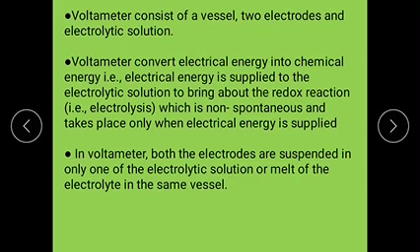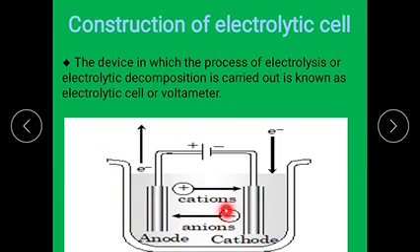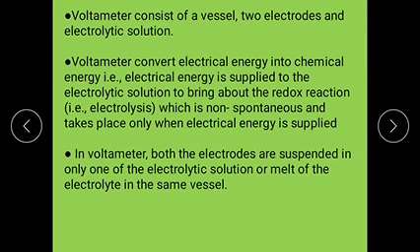In a voltameter, both the electrodes are suspended in only one electrolytic solution or melt of the electrolyte in the same vessel. Let us see the diagram here. Only one electrolytic solution is taken in this vessel, and those electrodes are placed in this one electrolytic solution.